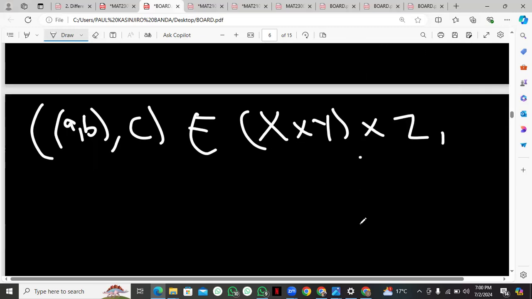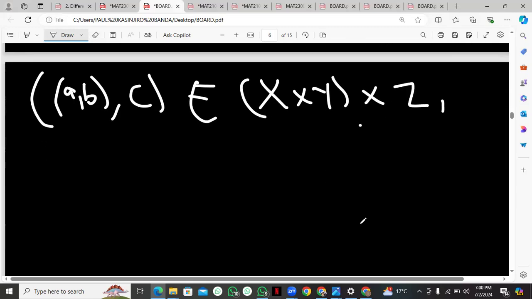So we can still say by definition, what does that mean? We know that (A, B) is a member of X × Y, and then C is a member of Z. So by definition, we know that A will be in X, B will be in Y, C will be in what? Z.